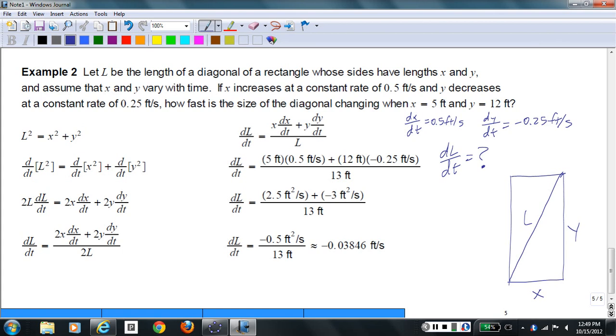The chain rule's in here because we're differentiating with respect to t, but none of the variables match the t. So there's the idea that L and x and y all somehow depend on t. They change when t changes. So the 2 comes out in front, 2L, and then we multiply by the derivative of L with respect to t. So it's 2L dL/dt.